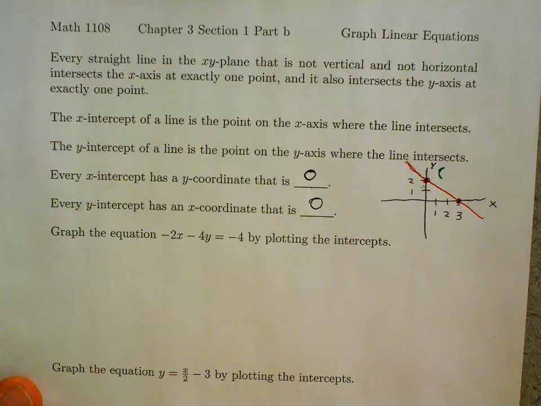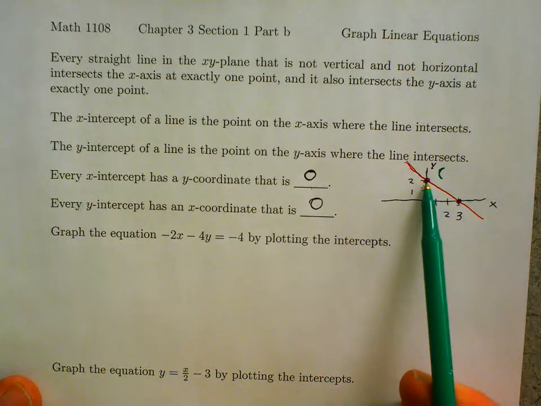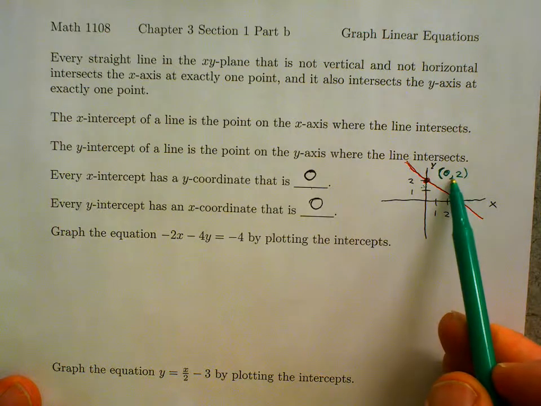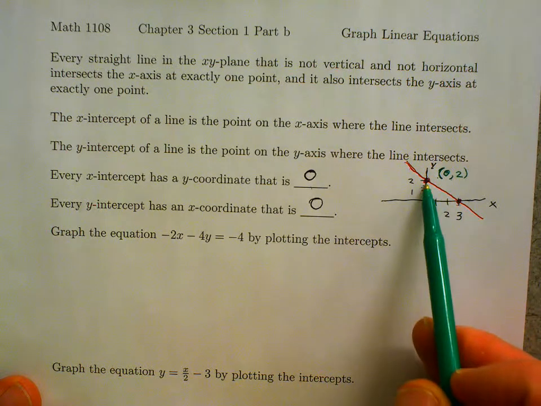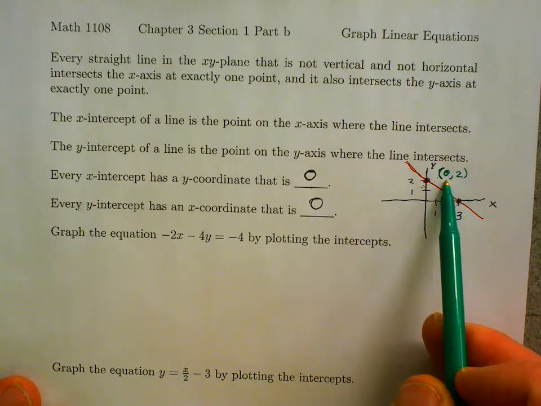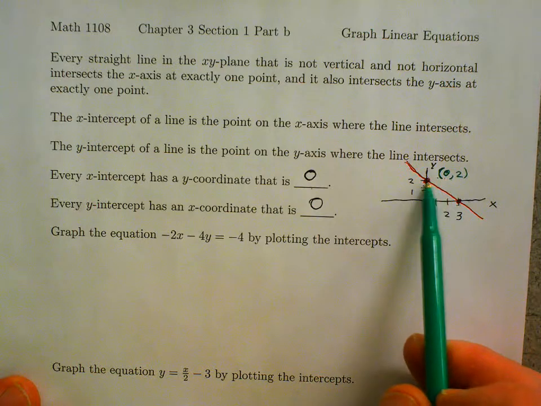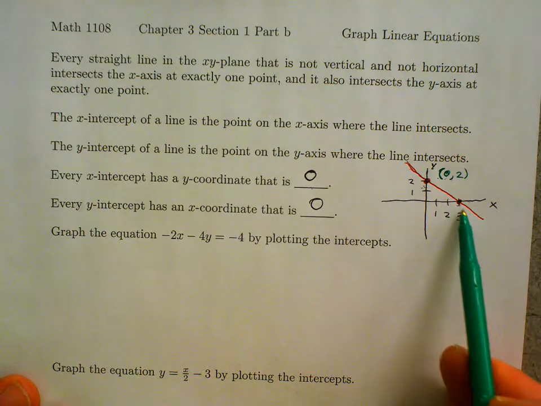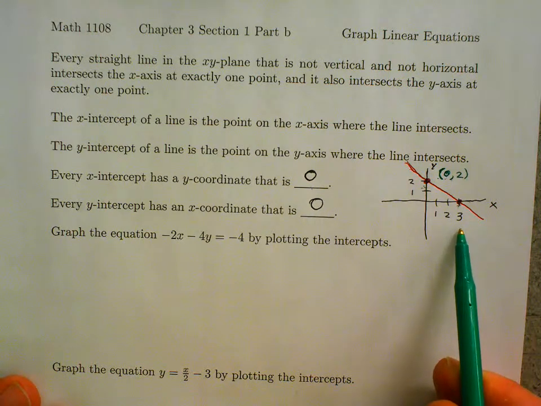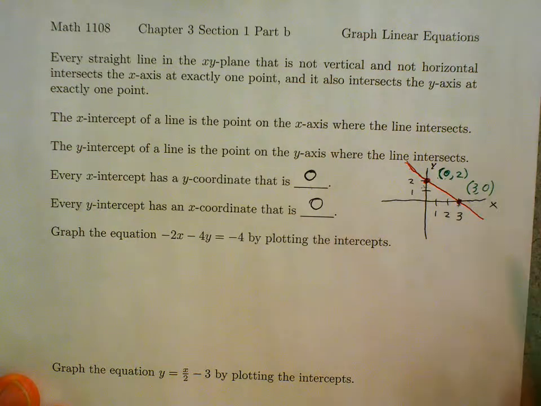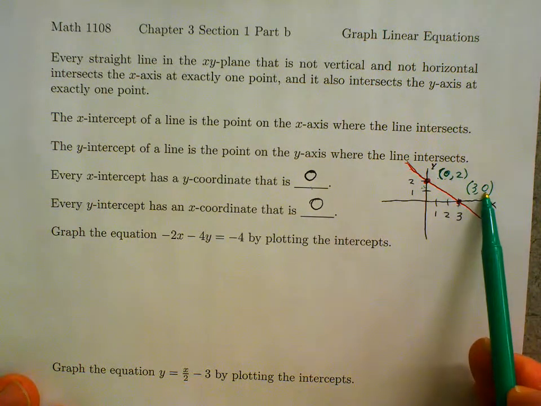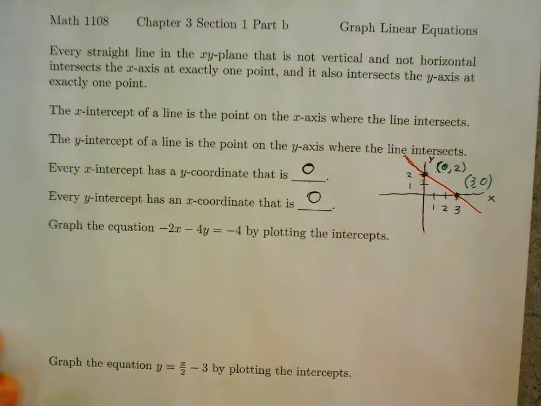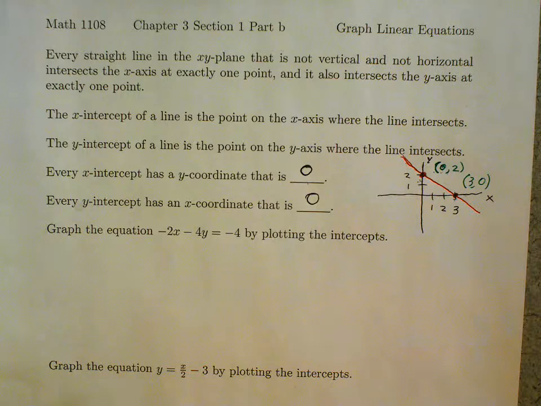0, 2. 0 for x and 2 for y. An ordered pair has 2 numbers separated by a comma and surrounded in parentheses. So the ordered pair for the y-intercept is 0, 2 in parentheses. The x-coordinate of the y-intercept is 0. The other point is the x-intercept. What's the ordered pair for that point? 3, 0. Yeah, 3 for x and 0 for y. So the y-coordinate of the x-intercept is 0. Okay, that's always going to be the case. So remember that.